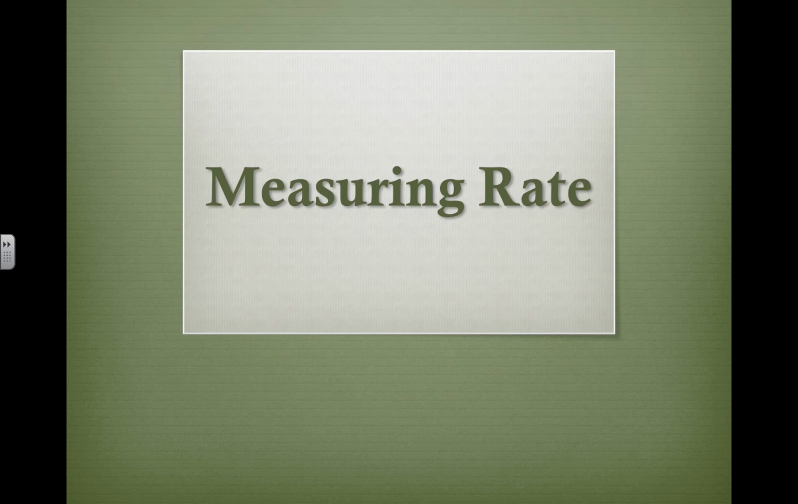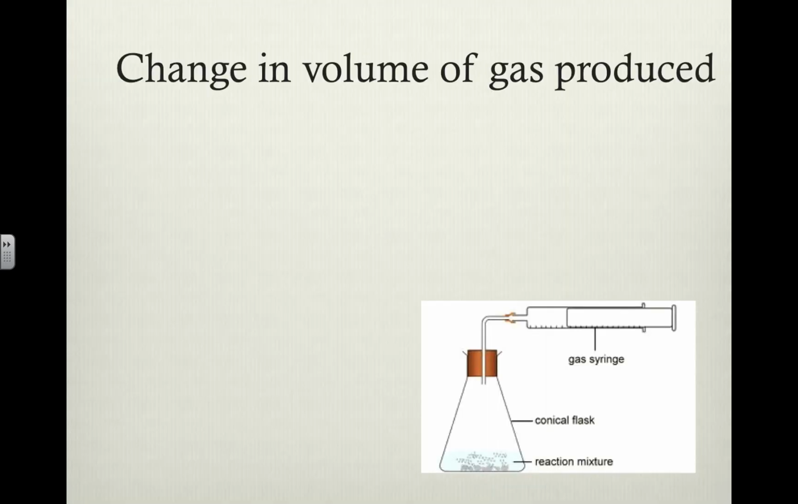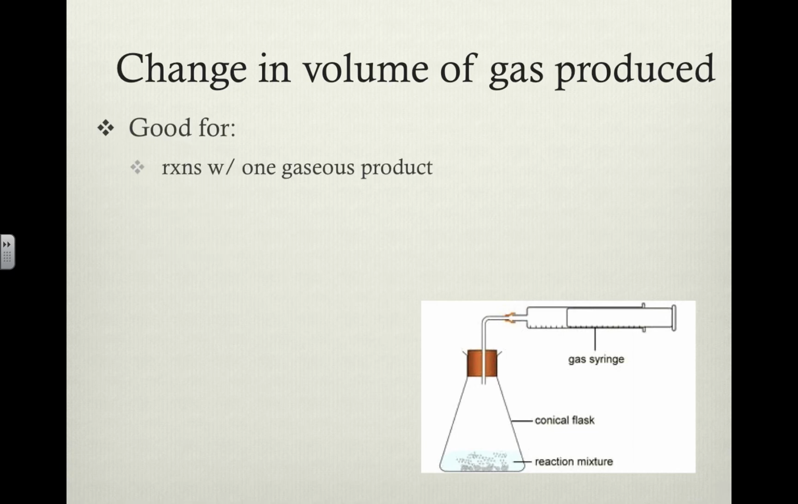Okay, so let's talk about experimental ways to measure rates, because we can graph them, but what are we going to graph in order to measure that rate? Well, there's a few different things, and it depends on the reaction. So our first one is the change in volume of gas produced. So this is good for a reaction that has only one gaseous product.